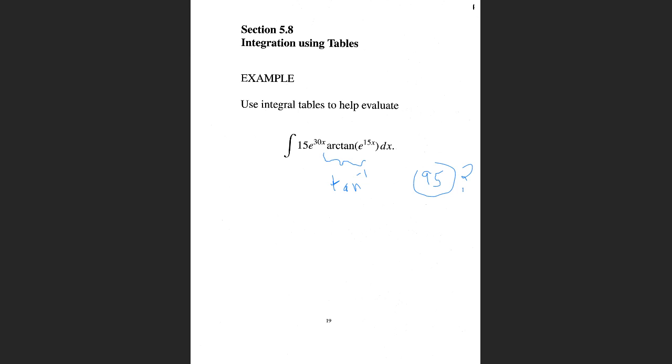Actually, formula 95, that's good. Formula 92 is a simplification of formula 95. Formula 92 is where n equals 1. So let's try formula 92.